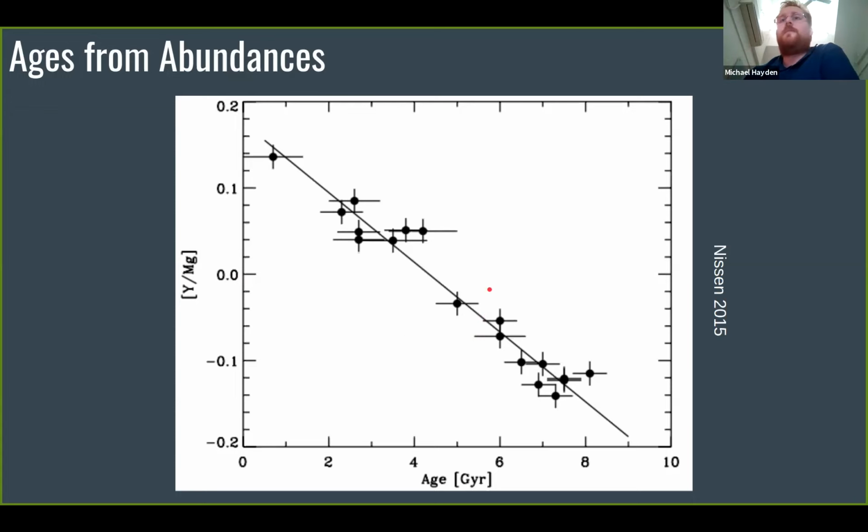And so this is a beautiful plot from Nissen in 2015, using solar twins, and the stars are very local to the sun, just spatially in the galaxy. And you can see that yttrium to magnesium has a very, very nice trend with age. And so just based on this plot alone, you might say, oh, we're done. You measure yttrium and you get the age of a star, that's all you need. But the problem with this analysis from Nissen is that the stars are very, very local. And the stars that he looked at don't necessarily span a very large range in parameter space.